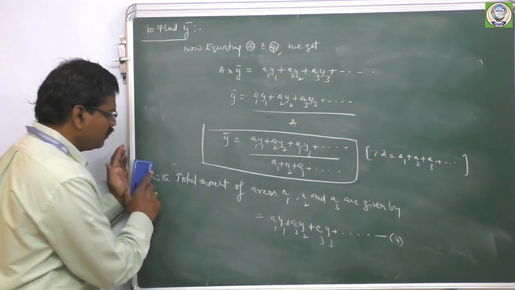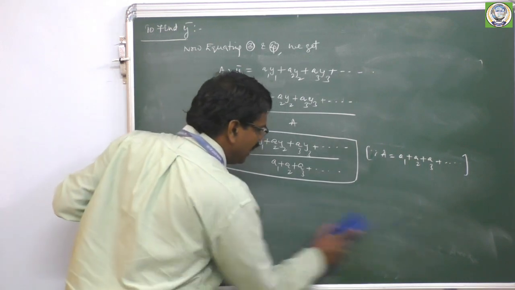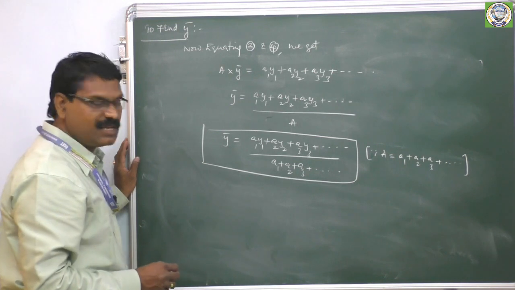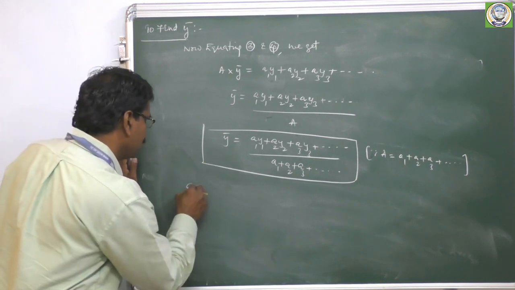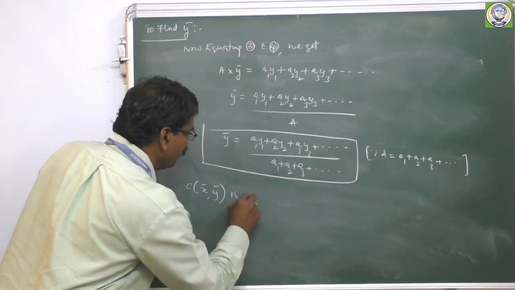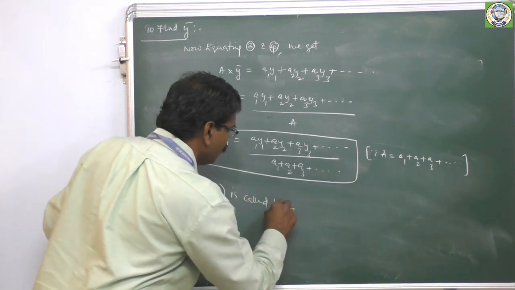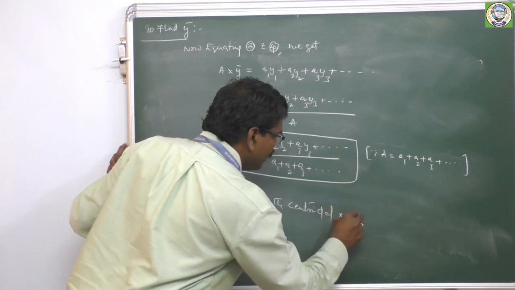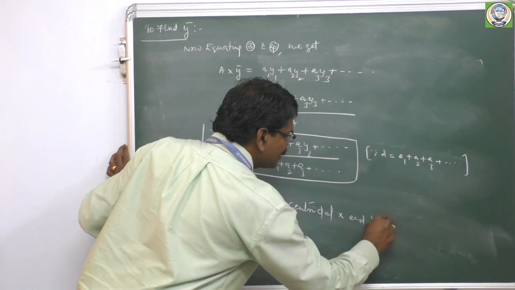Now, the centroidal axis with respect to x-axis and y-axis is given by C of x bar comma y bar, which is called the centroidal x and y axis.